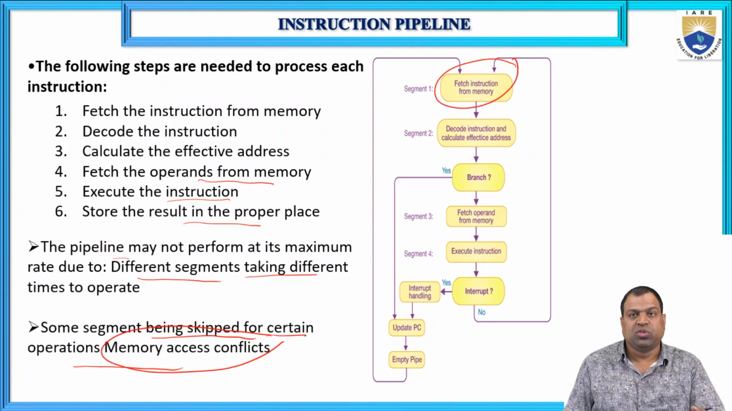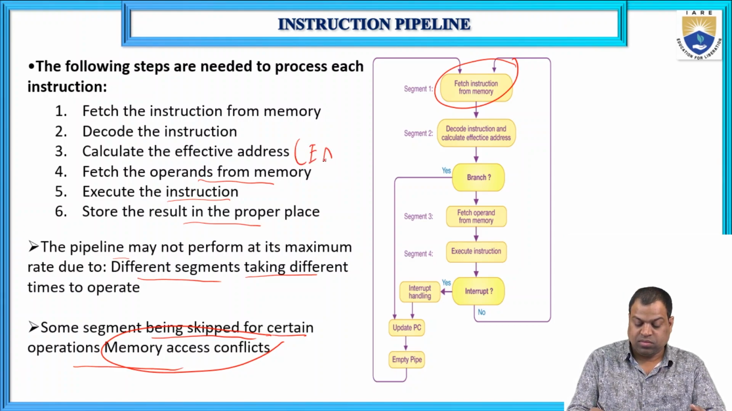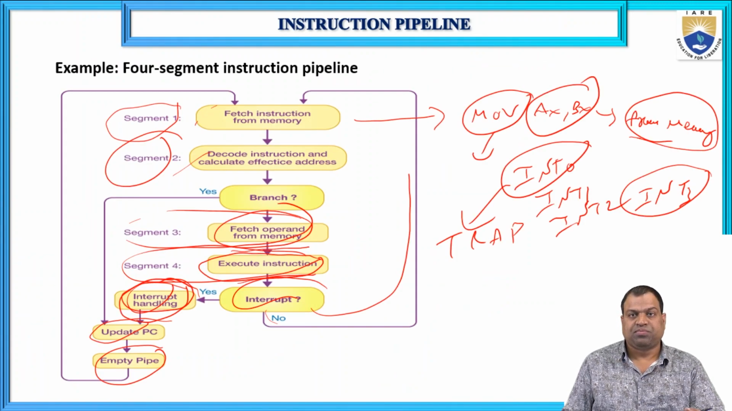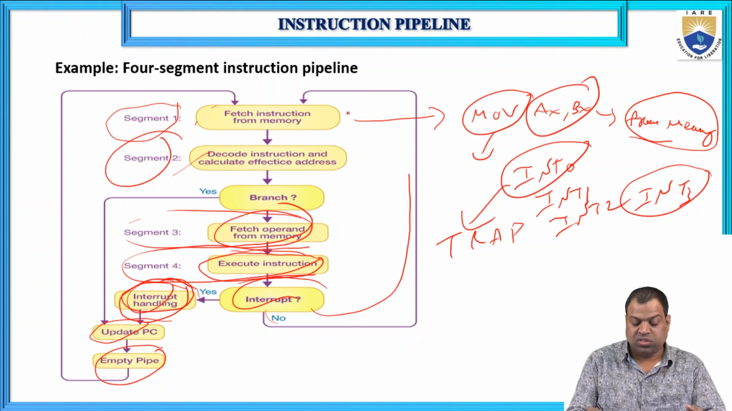These are the steps needed to process each instruction. Fetch the instruction from memory, decode the instruction, calculate the effective address, that is the EA, fetch the operand from memory, execute the instruction, and store the result in the proper place. So this is the flow chart of the instruction pipeline. First is fetch instruction from memory, segment 1, and decode the instruction, segment 2. If a branch is needed, then it goes to update PC and empty pipe. If no branch is needed, then fetch operand in segment 3 and execute in segment 4, and it goes to the interrupt check.